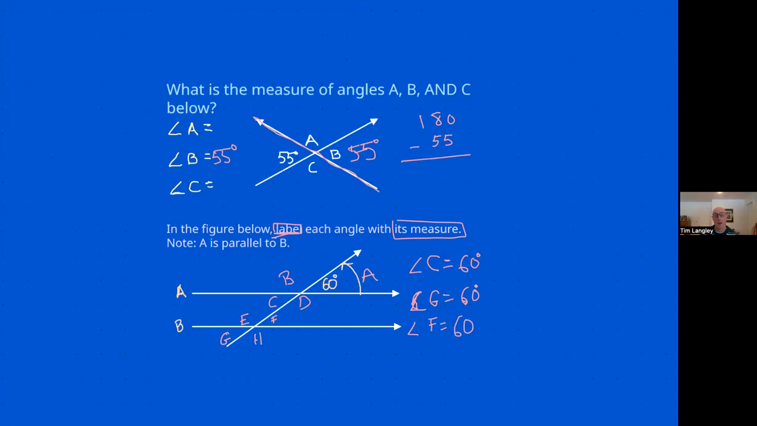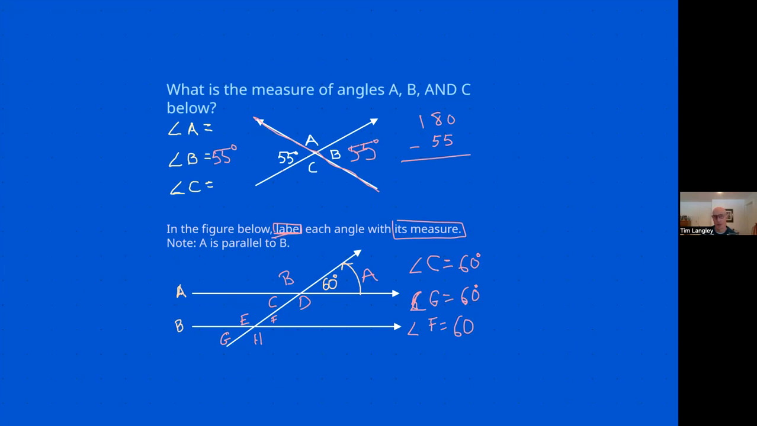All right, now, if you're thinking about it logically, all we have to do is figure out what B is, and then we know what all the other ones are, okay? Well, look at angle B and look at angle A. Can you figure out how to figure out B?